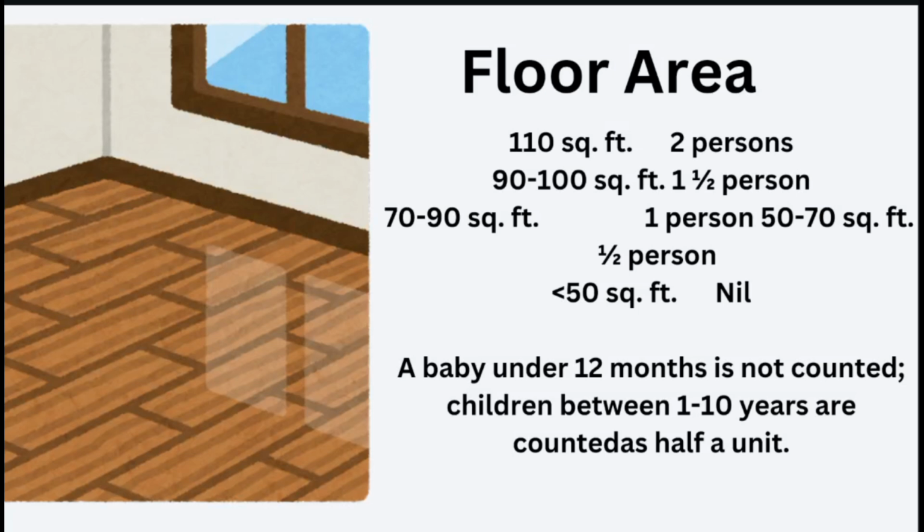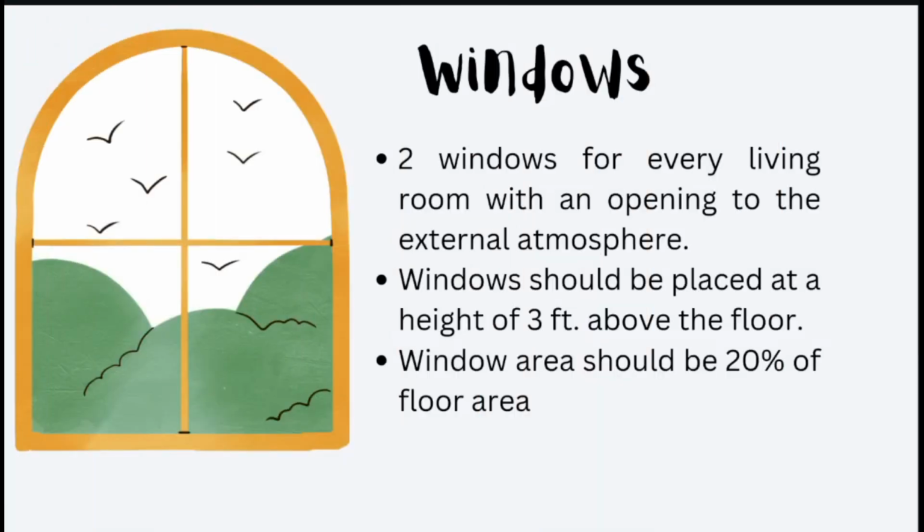For less than 50 square feet of floor area, no person is advised. So these things lead us to know about a very important thing, that is windows. There should be an adequate 2 windows for every living room with an opening to the external atmosphere, and windows should be placed at a height of about 3 feet above the floor. And window area should be around 20% of the total floor area.